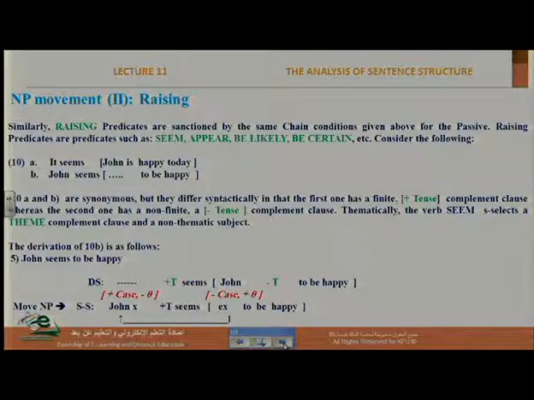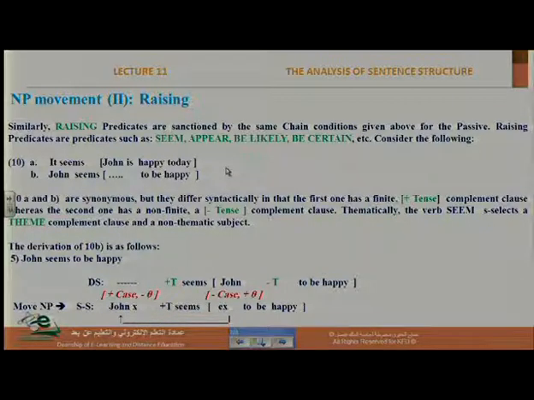Now, in B, it seems that things have somehow changed. John, which was here the subject, seems to have moved. But it couldn't do it here. You cannot say John seems is happy. That's not English. But when the inflection is minus tense, John must move again. It cannot stay there. And even if you kept the same, it seems John to be happy today, that is not English either. In other words, John cannot surface there.